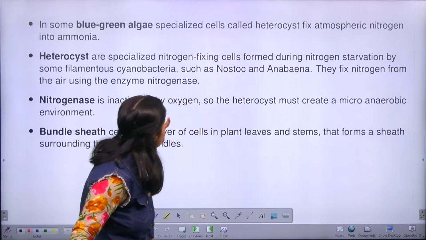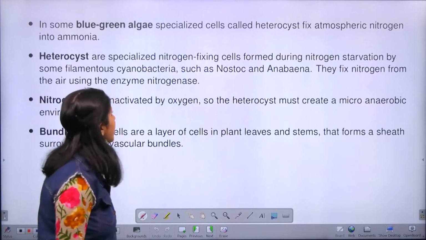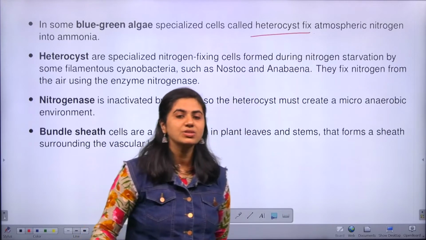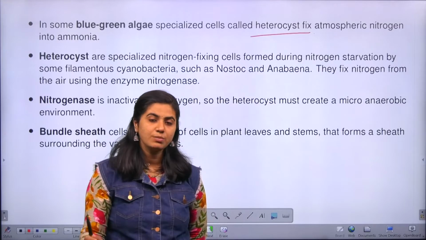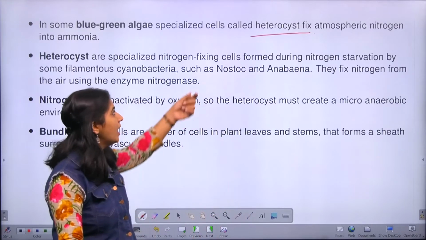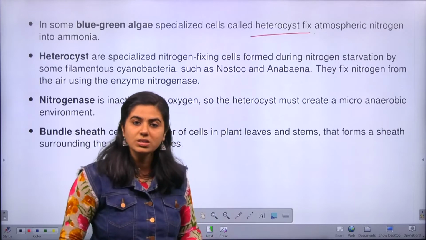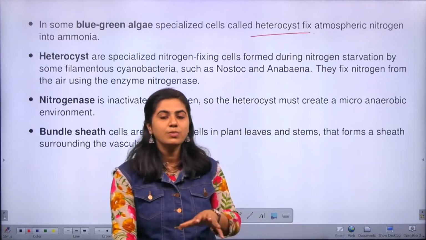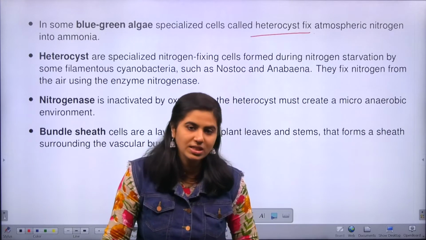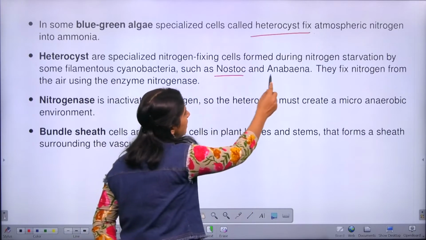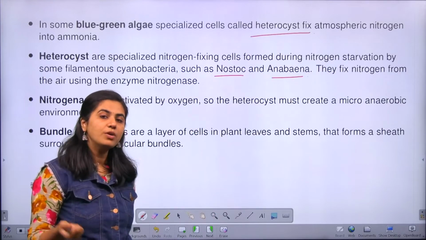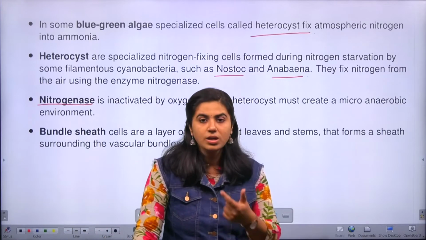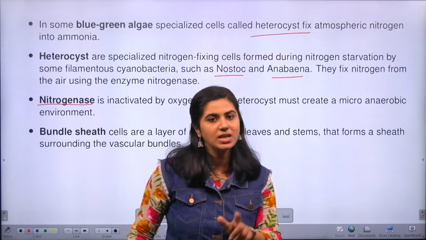In some blue-green algae, a specialized cell called heterocyst can fix atmospheric nitrogen. But in the question it was sheath cell, right? So what is the specialty of the heterocyst? To fix atmospheric nitrogen, some blue-green algae such as Nostoc and Anabaena have the enzyme called nitrogenase, which fixes atmospheric nitrogen.